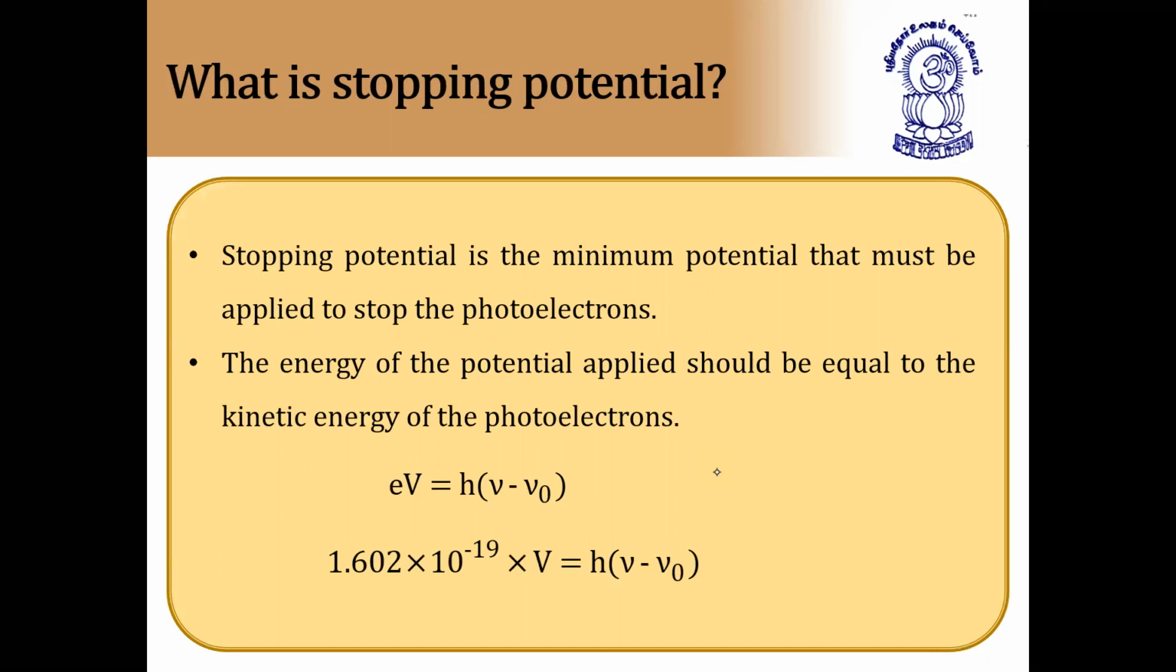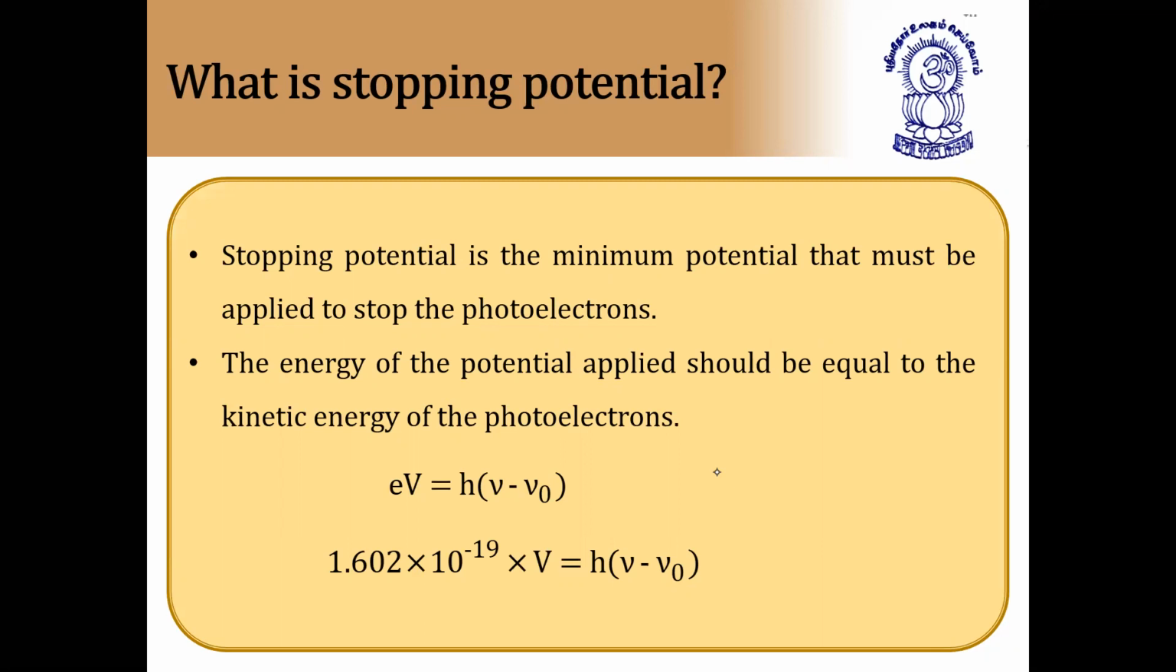To stop that photoelectron ejection, we have to apply a potential difference. Potential difference is measured in volts. That is called stopping potential. So the energy of the potential applied should be equal to the kinetic energy of the photoelectrons. If the energy of the potential is not equal to the kinetic energy of the photoelectrons, the stopping potential is of no use. So e into V, where V is volt and e is the charge of the electron, is equal to h into (nu minus nu naught).